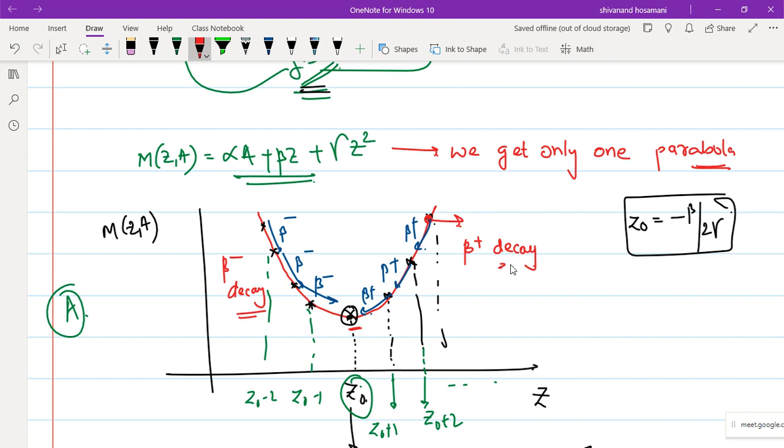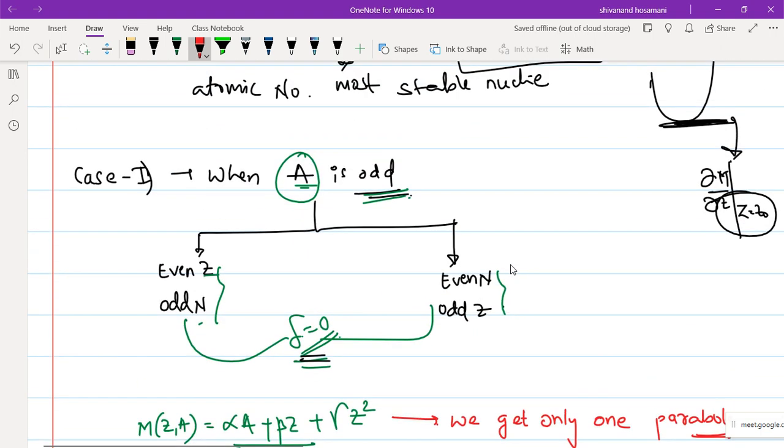Beta plus decay. So, are you clear about the odd nuclei? Means the nuclei having an odd number of nucleons, that is nothing but odd atomic mass number. Is that clear?